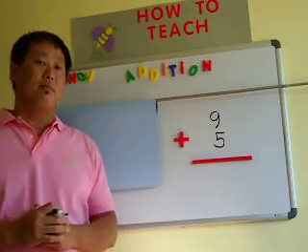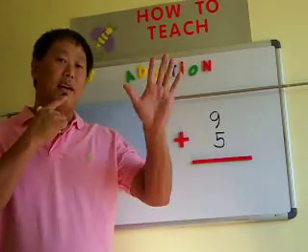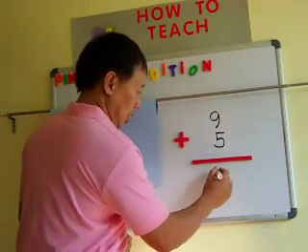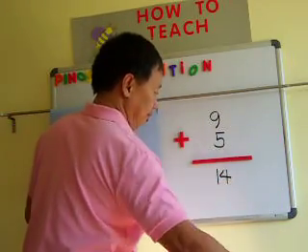Nine plus 5 is, that's your chin, 9 plus 5: 9, 10, 11, 12, 13, 14. Again, we're going to write down 14.